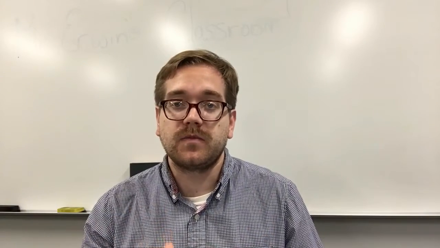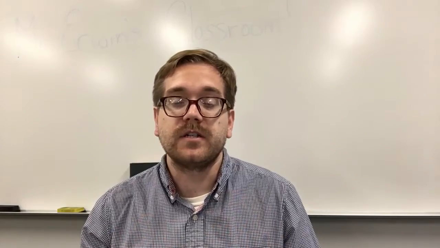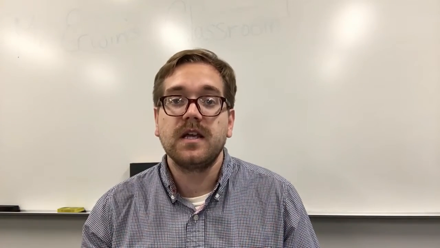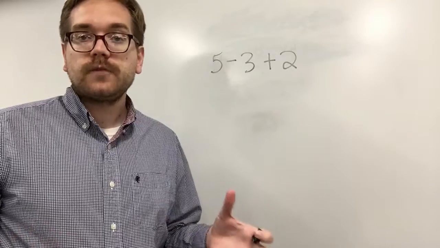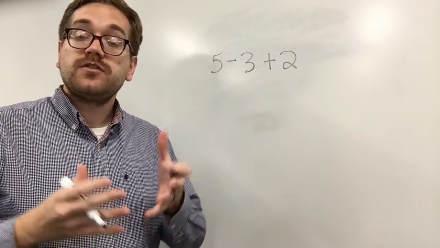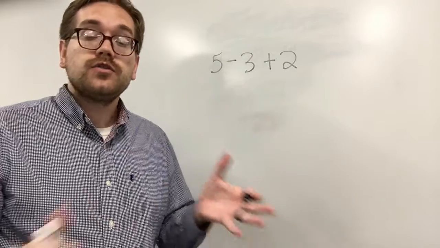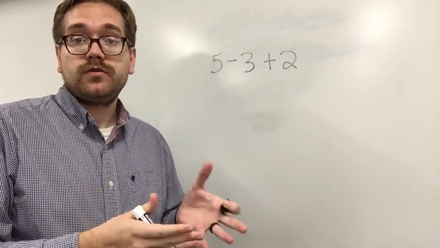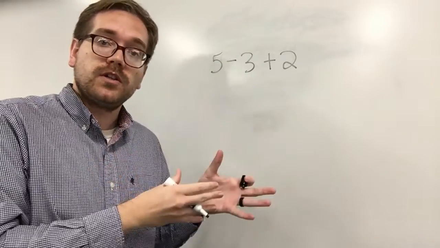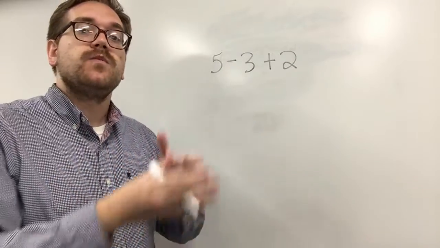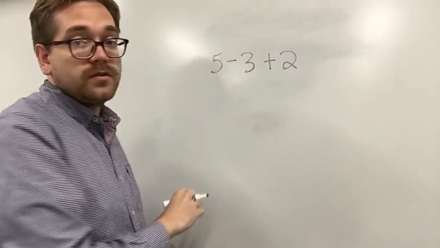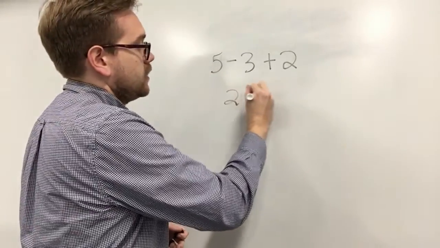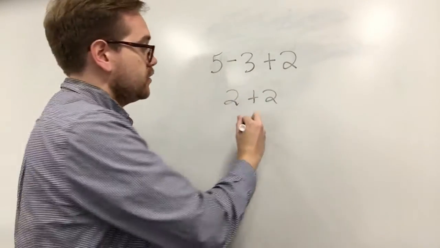Lastly is addition and subtraction. Once you've done everything else and you're left with just addition and subtraction, then you'll add and subtract from left to right. Just like with multiplication and division, addition and subtraction are of the same rank. So when we get down to just those two, it's not that we do addition and then subtraction, it's that we move from left to right. So in this expression, I would do 5 minus 3 first, and then add the other two.